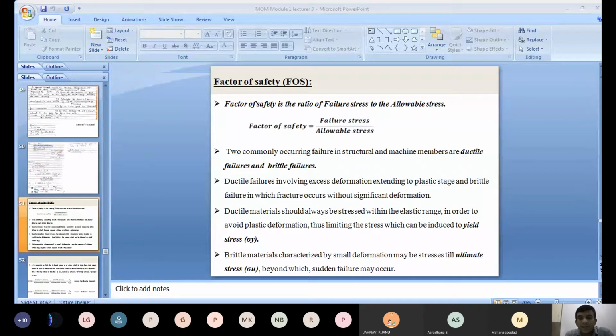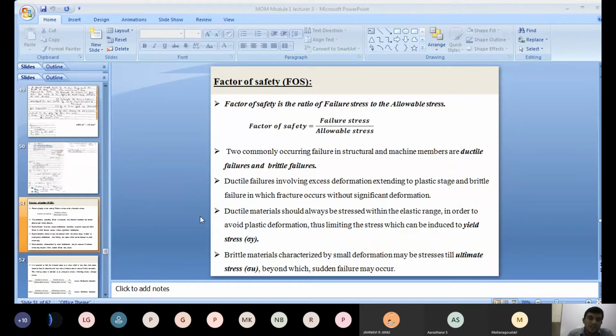For ductile material, you can see the straight line up to the elastic limit in the stress versus strain diagram. Then it reaches the yield point, upper yield point, lower yield point. Then it goes to a non-linear relation between stress and strain, that is a curve. Then it reaches the ultimate point, then the breaking point. So those are the two common failures in structure and machine members: one is ductile failure, another is brittle failure.